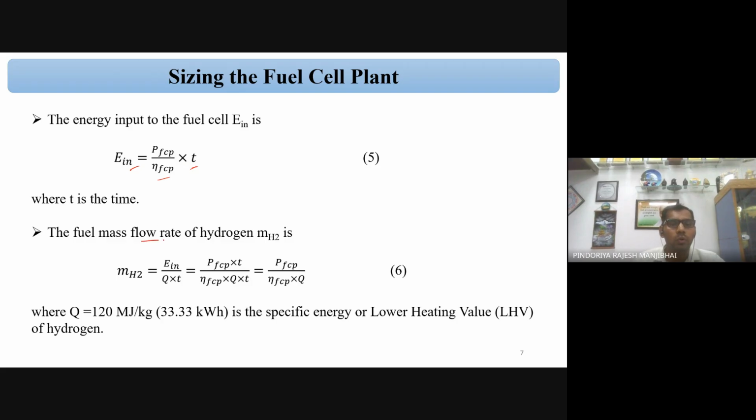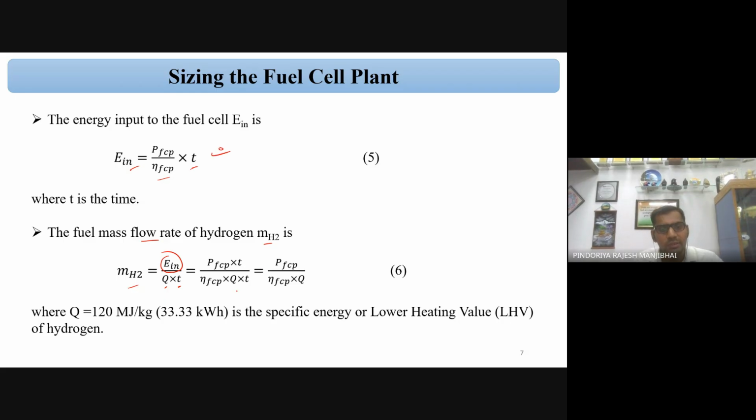Now the fuel mass flow rate of the hydrogen, m_H2, because we flow the hydrogen from the anode, correct? First it goes through the anode, then there is a chemical reaction with the cathode, and we can generate the energy. So m_H2, the mass flow of the hydrogen, is equal to energy input divided by Q times T. Again, we can simplify by putting the value of E in this equation.